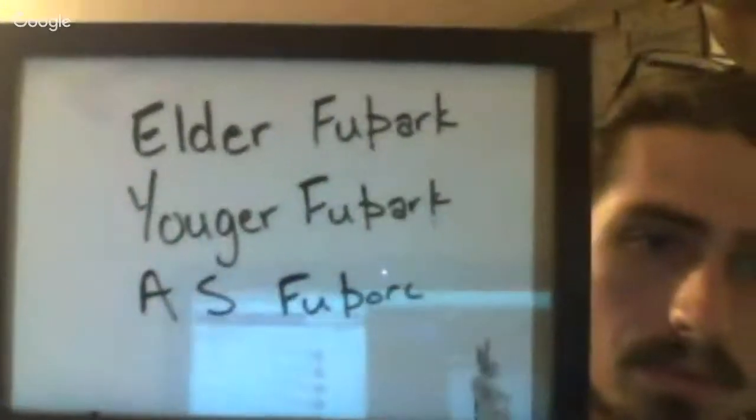There is the Elder Futhark, the Younger Futhark, and the Anglo-Saxon Futhork. So spelled like this.